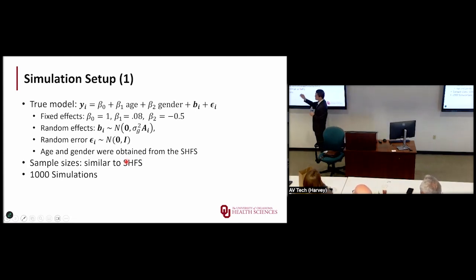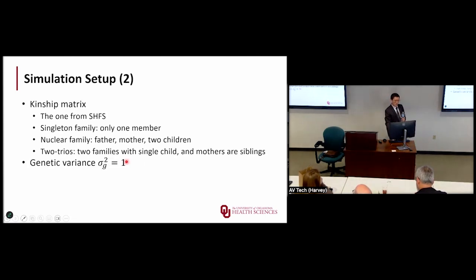For example, age and gender, we get that from the Strong Heart Family Study. And then the genetic variance, this whole piece, is generated from the Strong Heart Family Study. These are real numbers from that study. And we run 1,000 simulations. For the kinship matrix, of course, if we want to be real, we have to use the one from the Strong Heart Family Study. In addition, we also consider some families of simpler structures.